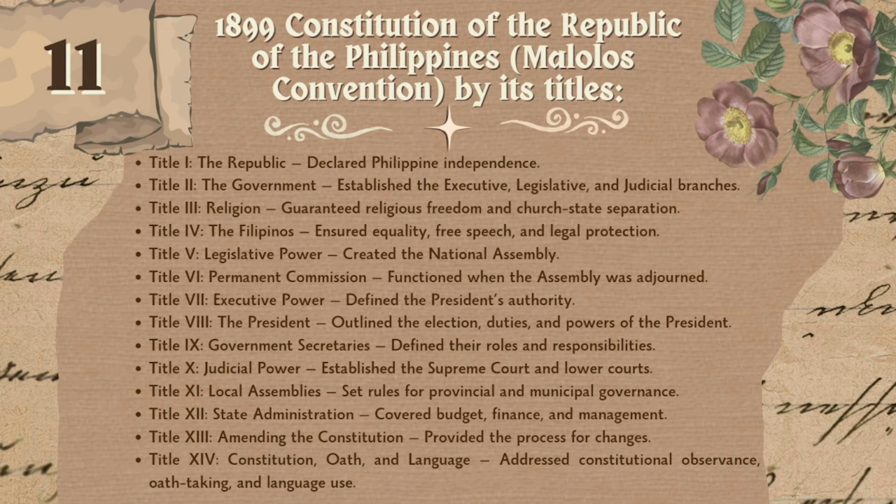Title number 10, The Judicial Power, established the Supreme Court and lower courts. Title number 11, The Local Assemblies, set rules for provincial and municipal governance. Title number 12, The State Administration, covered budget, finance, and management. Title number 13, Amending the Constitution, provided the process for changes. Title number 14, The Constitution, Oath, and Language, addressed constitutional observance, oath-taking, and language use.